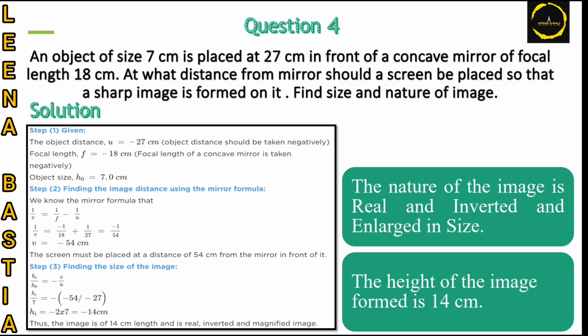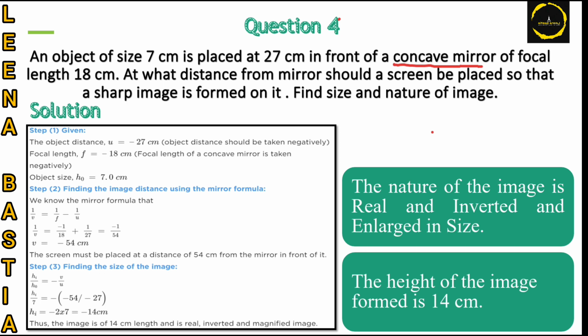That is 27, it is given. So 27 we have to mention as minus 27 centimeter. Focal length is given as 18 centimeter. We have to take it negative because it is a concave mirror. For a concave mirror, we have to write the focal length in negative. Okay, so the focal length of a concave mirror is always taken negatively.